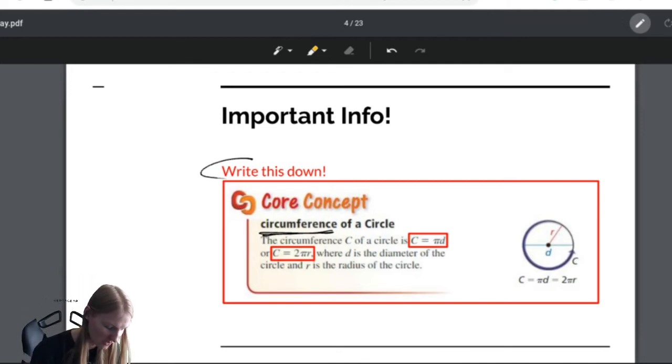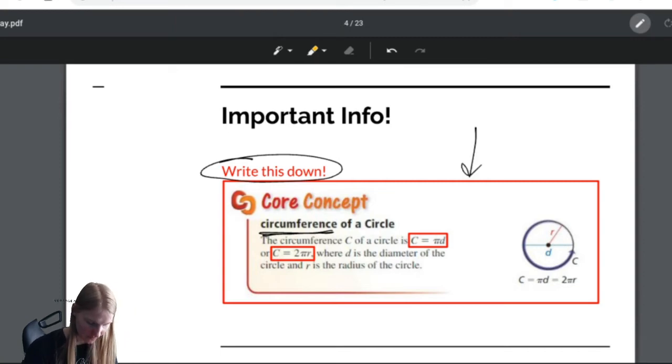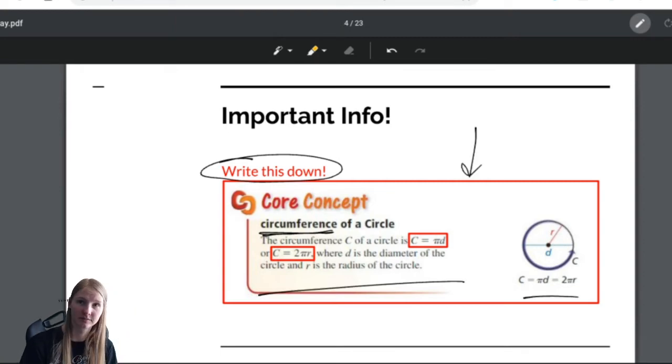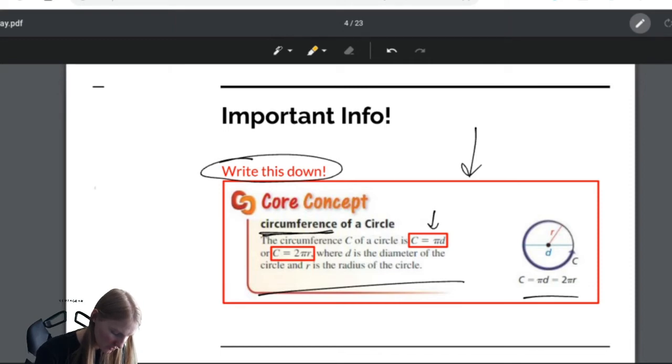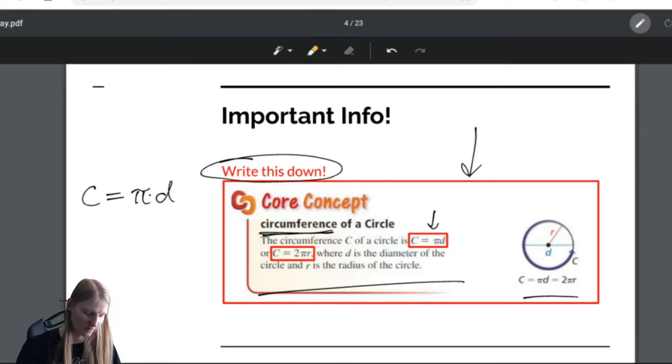Make sure that you pause the video and write down what is in this red box. Picture, words. These boxes are especially important. And then unpause it and talk about it with me. So you can see that this first box right here says the circumference is equal to pi times the diameter. It says where d is the diameter.